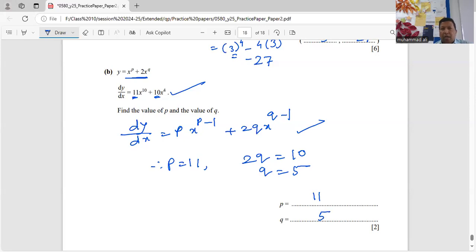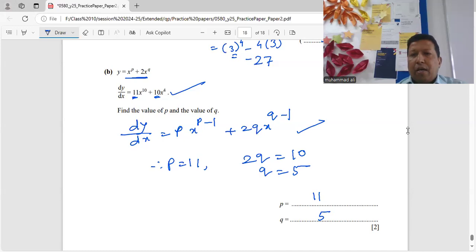So I think everybody understands this maths. This is very simple. You try to complete all this question paper.